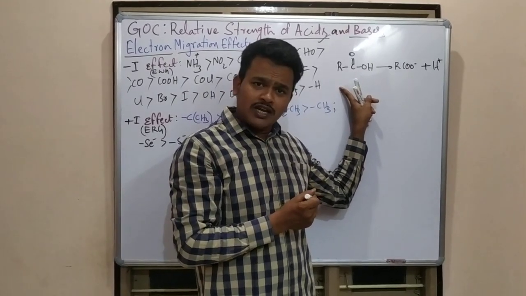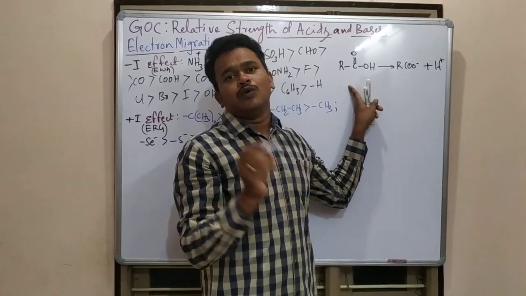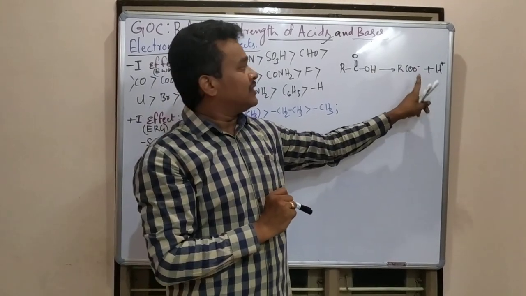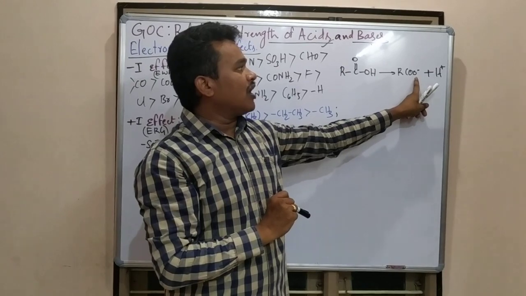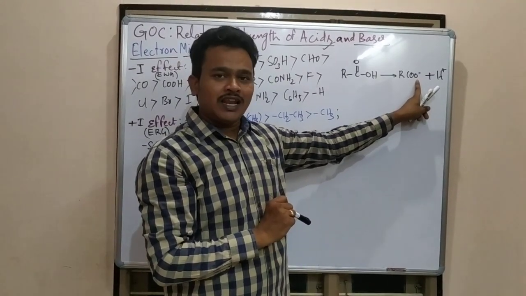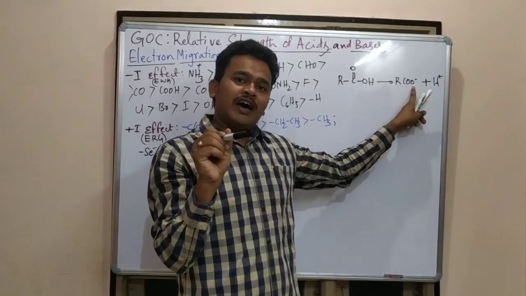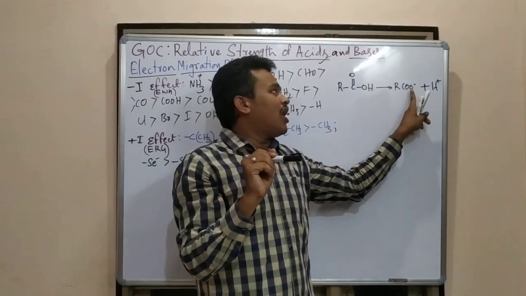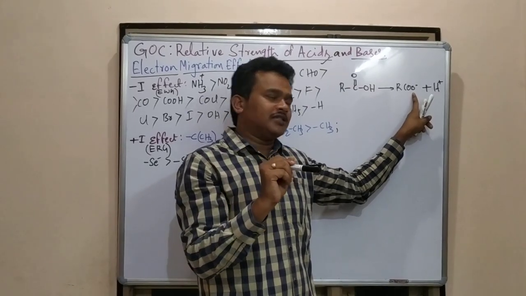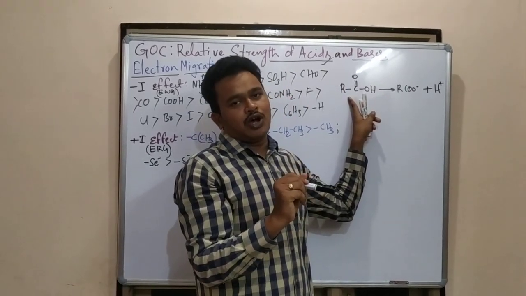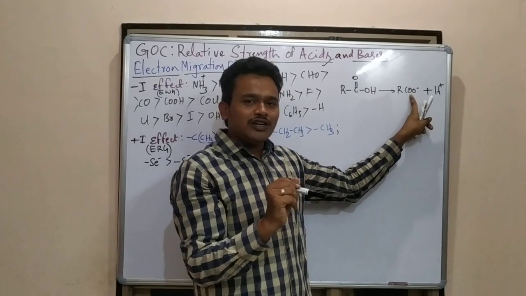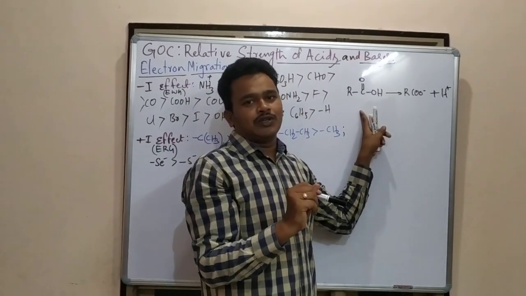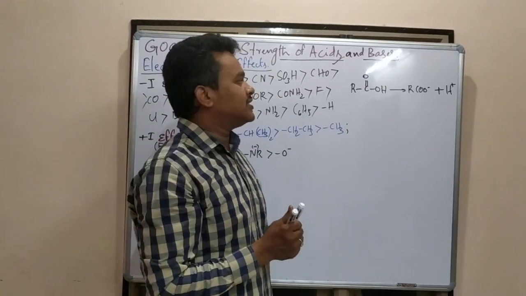What I am going to check is whether this is a strong acid or a weak acid. Who is going to decide? After losing H plus, there is an oxide anion, O minus. The stability of the oxide ion will decide the acidic nature. If this oxide ion is more stable, this will be a strong acid. If it is less stable, this is a weak acid. So who is going to stabilize here?